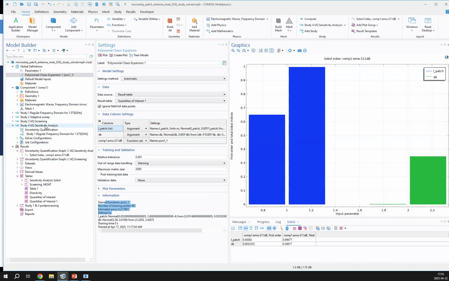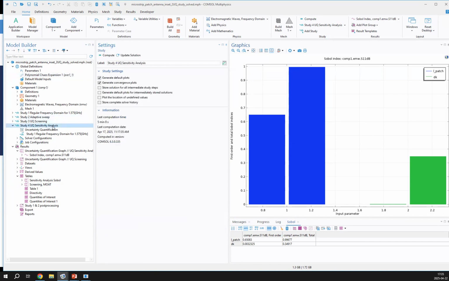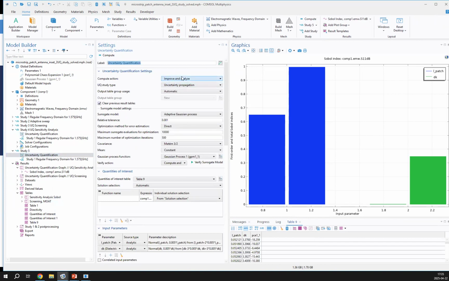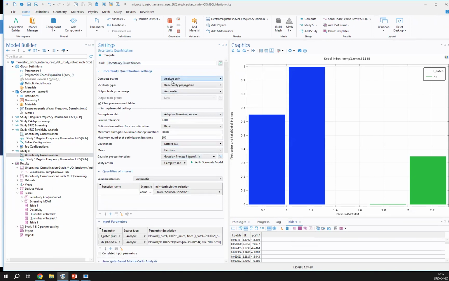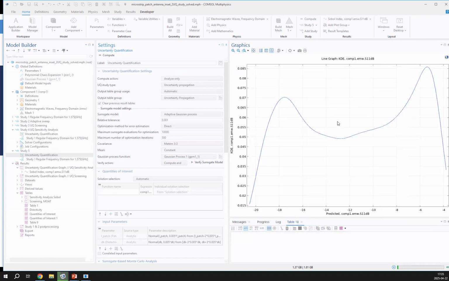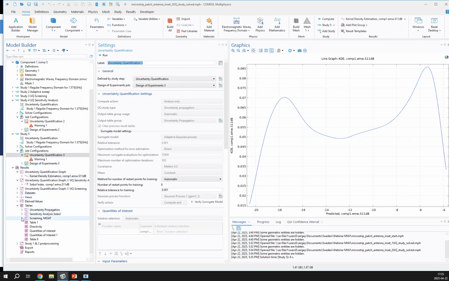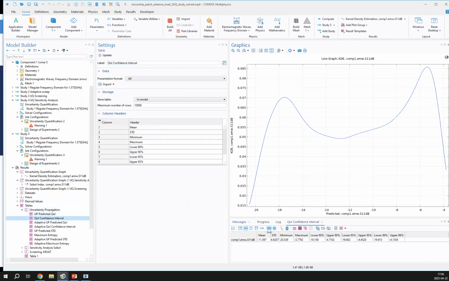Okay, let me demonstrate another study type. And since it's going to be pretty fast, I can perform the full analysis live. So we can add another study for uncertainty propagation. And since we are going to build on the previous surrogate model, we can just select the analyze only option, and it should take about a second or so to get a result in the form of a KDE plot. Apart from that plot, we can also check some important values here. So the mean value is about minus 11.6 dBs, and we have a pretty huge standard deviation.